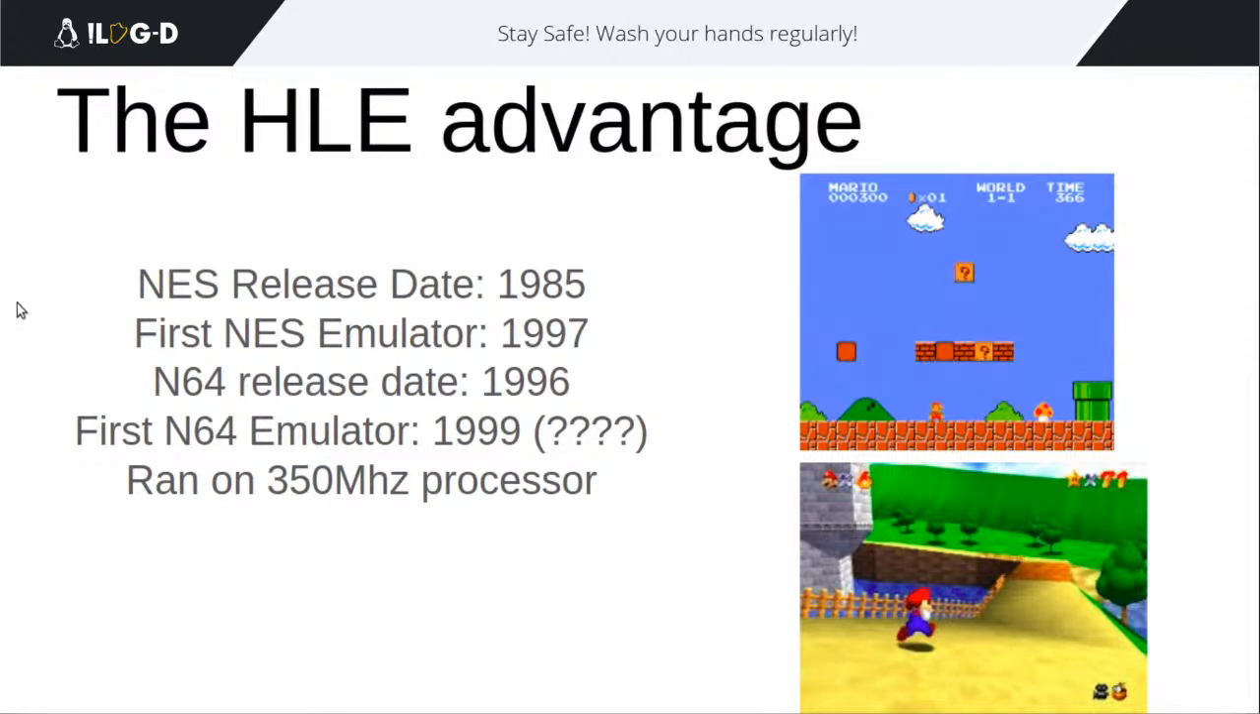So just for a comparison, we have the Nintendo Entertainment System, which released in 1985, right? And we have the first NES emulator that released in 1997. Now, this was the first emulator, in fact, for the NES. And it itself was filled with hacks. It was not very accurate. And it could not really render at an acceptable frame rate in 1997, right? And there is another console called the Nintendo 64, which released in 1996.